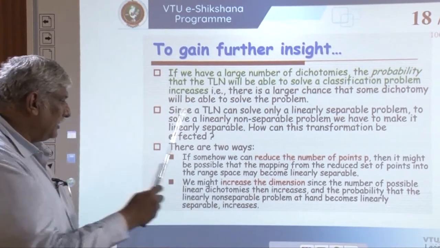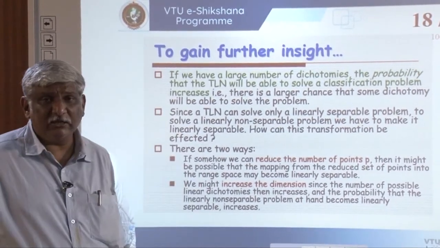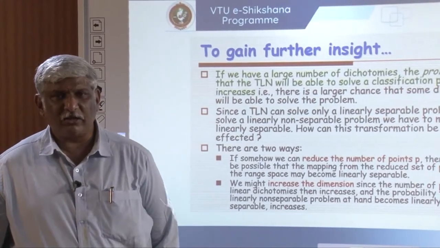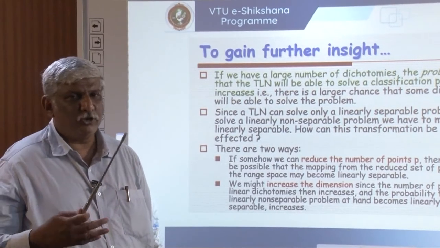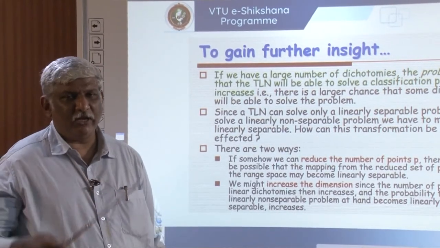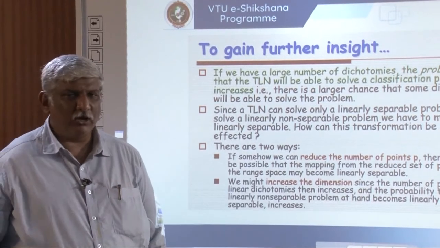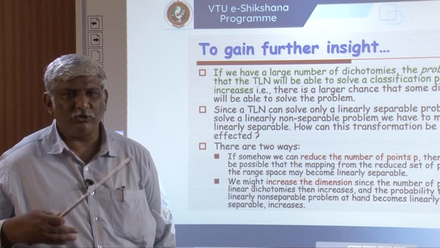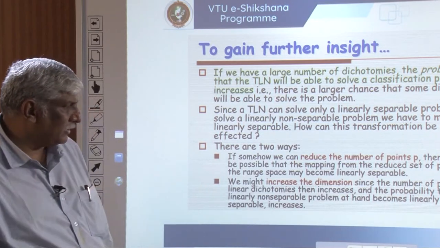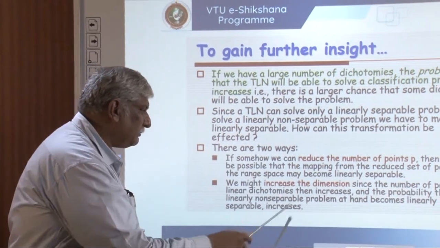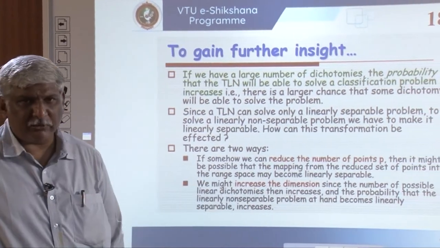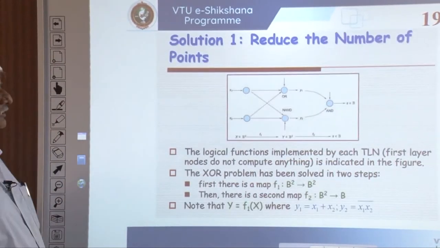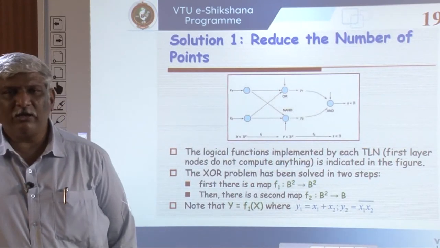The second possible way is, we might increase the dimension, since the number of possible linear dichotomies then increases, right? Say for example, if it is going to be 2D, we will go for 3D, 3 dimensions. We can go for 4 dimensions. So you try to increase the dimensions, and the probability that the linearly non-separable problem at hand becomes linearly separable increases. So we will explain these two points, of course, in the next slides. Yes, so this is actually the first point, reduce the number of points.